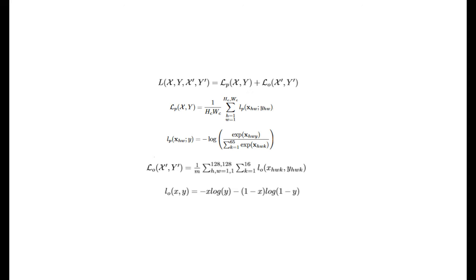And as for the loss function we use to train the network, we use a loss function that consists of the weighted sum of a cross-entropy loss that compares the location predictions, and a binary cross-entropy loss which compares the orientation predictions, each with their respective ground truth.